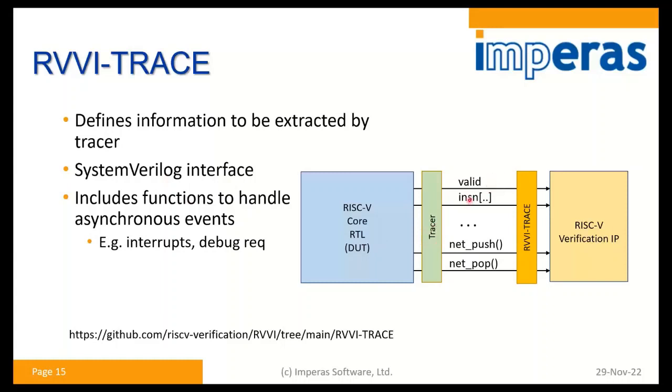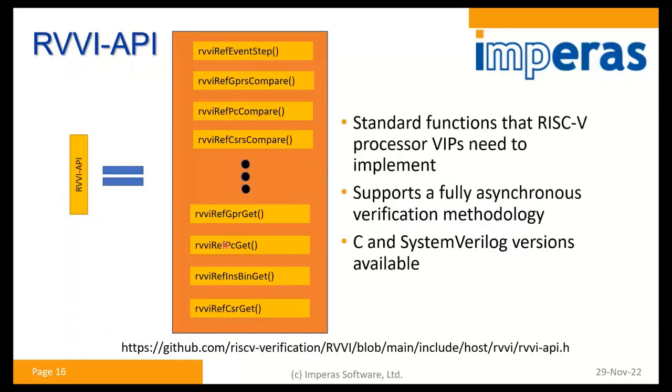So it's to do with valid instructions and values in the GPRs and things, and also what's going on with the nets. It has been defined not only for streaming the data, but also so it can handle the asynchronous parts of the execution as well. And it's defined, as I said, on the GitHub. You can look at the slides later and follow this up.